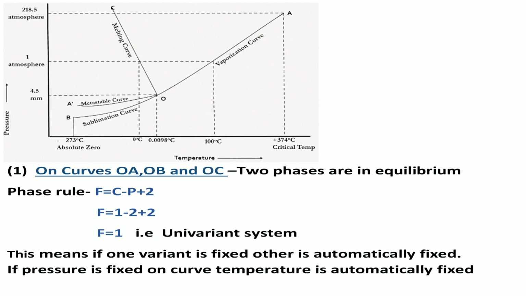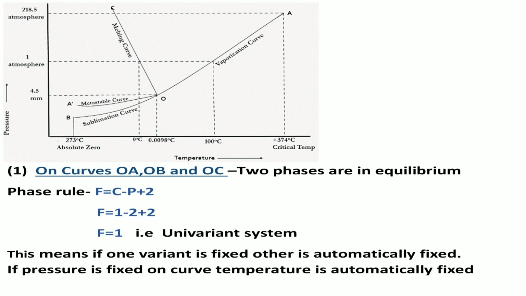On every curve, two phases are in equilibrium. So let us apply the phase rule on curves. You know what the phase rule is? The phase rule is F equals C minus P plus 2, where F represents the degree of freedom, C represents the components and P the phases.